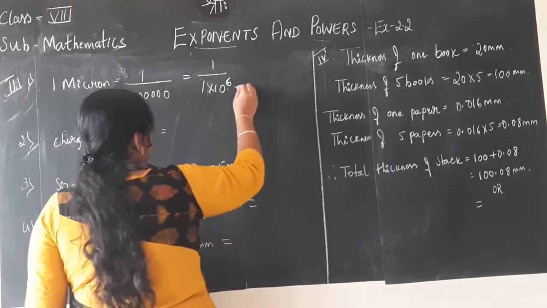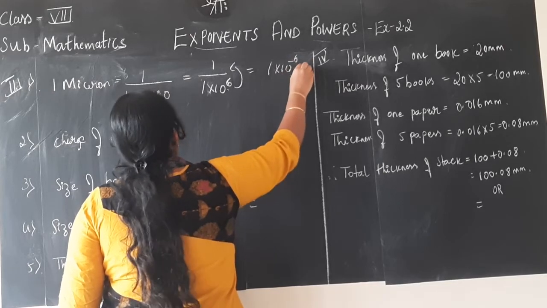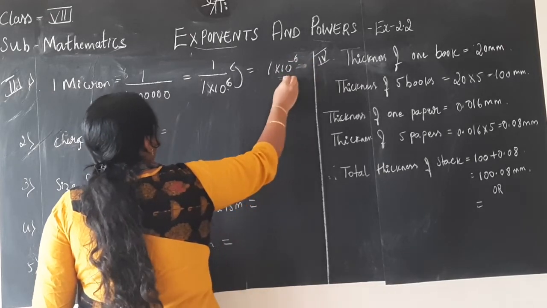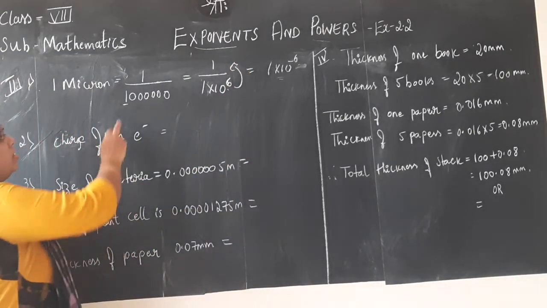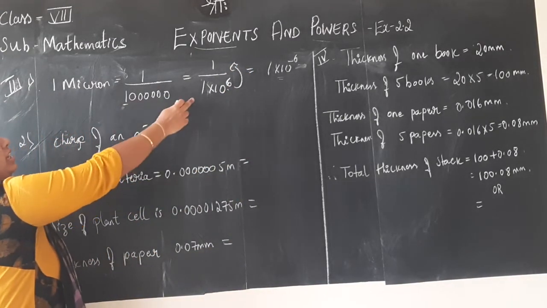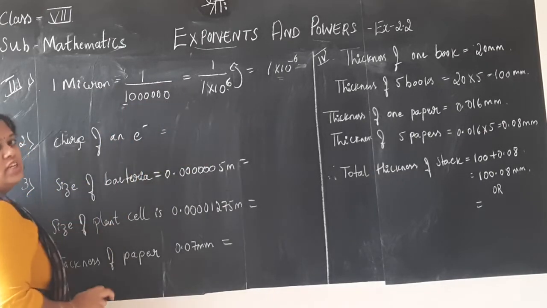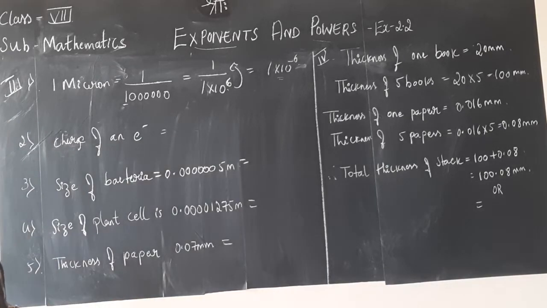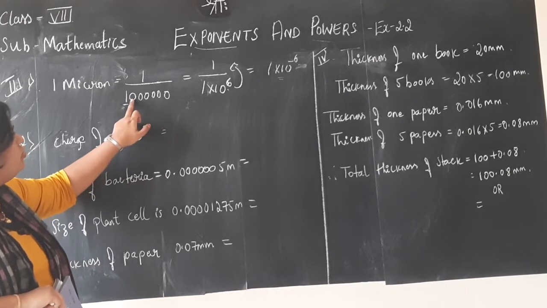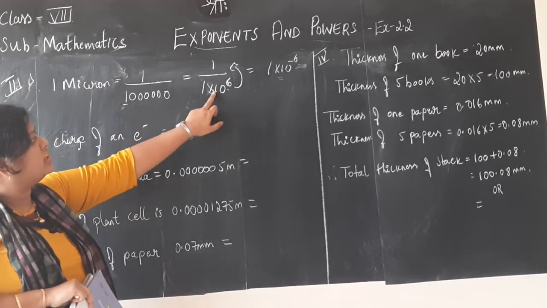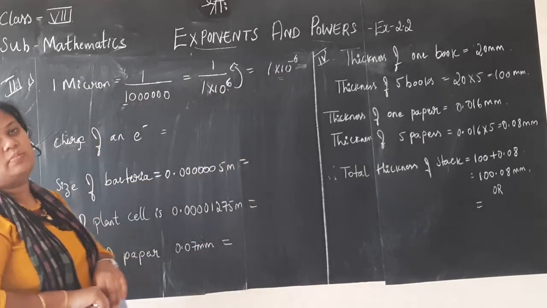If you send this to the numerator, it is simply 1 into 10 to the power minus 6, which is 1 micron. That's all, nothing else. What did I do? If 23 was there, I would have written 23 into 10 to the power number of zeros. Here nothing is there except 1. That is the reason 1 into 10 followed by how many zeros? 1, 2, 3, 4, 5, 6 zeros are there. So 1 into 10 to the power 6. When we send it to the numerator, it will become 10 to the power minus 6.